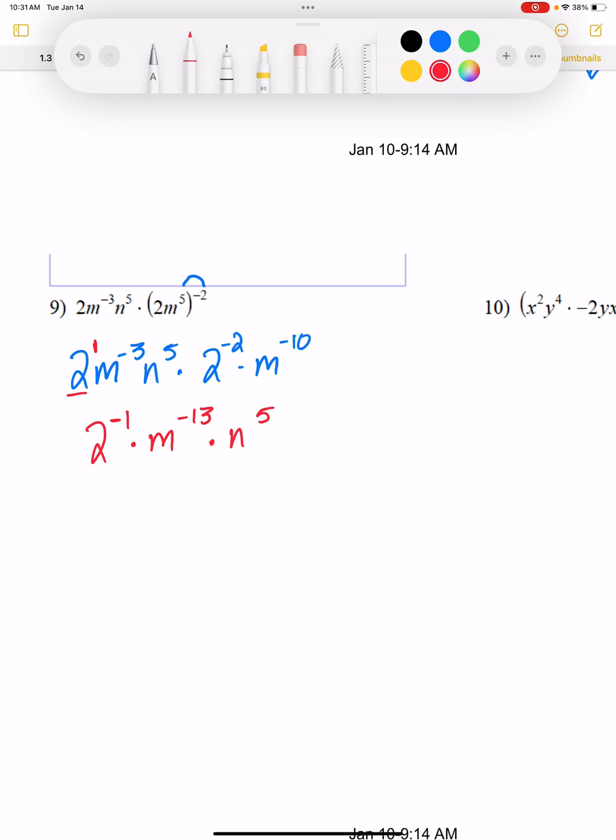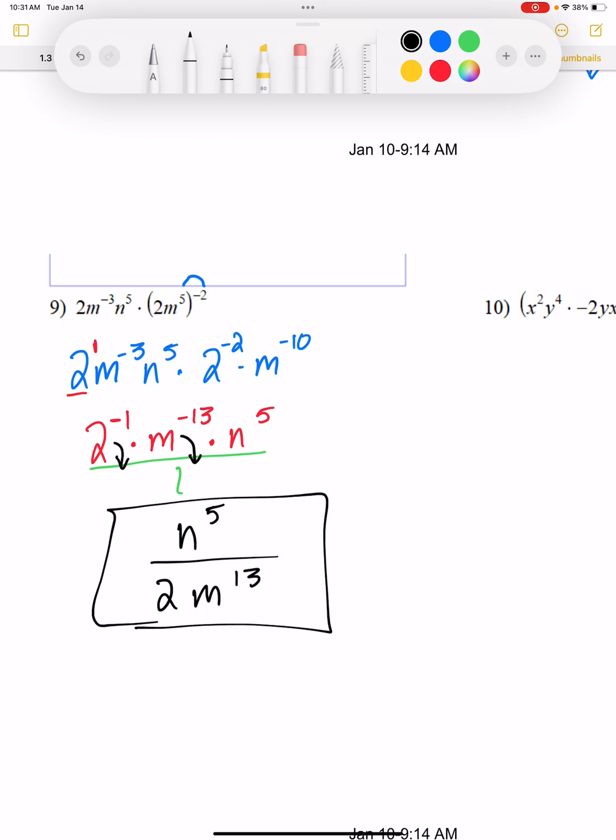And now, since I'm basically as simple as I'm going to be, I'm going to think about it as a numerator-denominator situation, and the ones that need to move down, this one and that one will. So that becomes n to the 5th all over 2m to the 13th. And that's my answer.